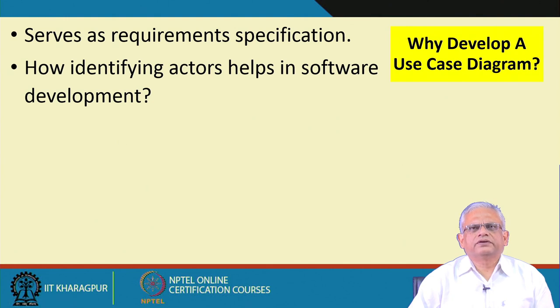Now, let us just try to answer some questions that we might have in mind: what is the role of the use case diagram? We just saw one diagram. If we draw this diagram, how does it help? This is actually the starting point. It serves as the requirement specification, a graphical requirement specification. And as we proceed in this course, we will see that based on this model, the other models should get developed. We will refine this model into the other models.